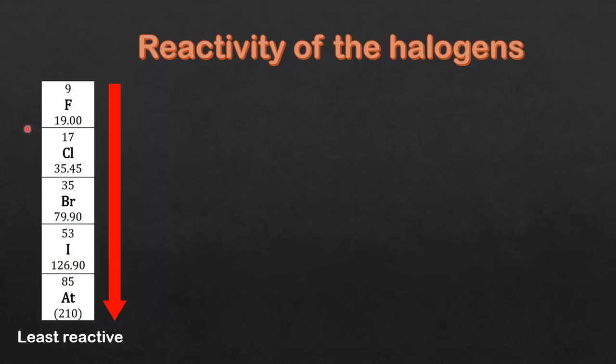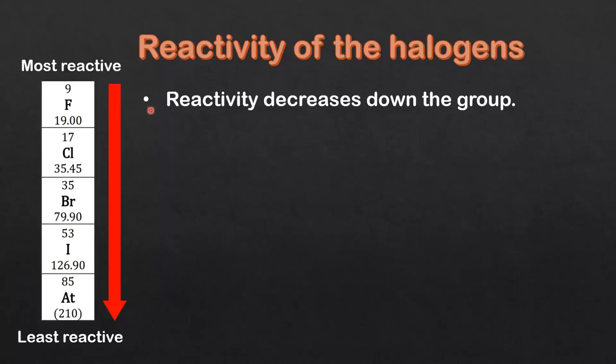So reactivity decreases down a group. So fluorine is the most reactive and iodine is the least reactive. So reactivity decreases down the group. Let's have a look at the reason for this.